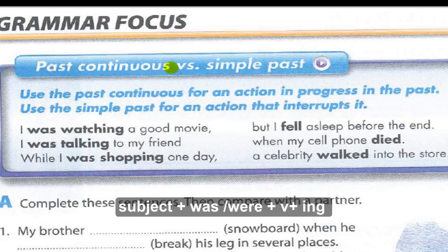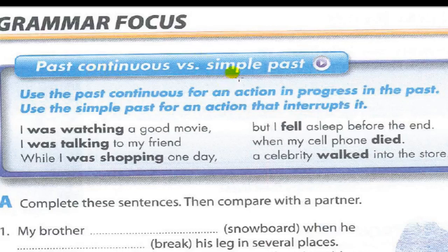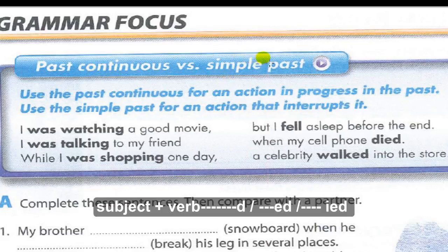Past continuous versus simple past. A comparison between the past continuous and the simple past. The past continuous: was, were, verb plus ing. It expresses an action that happened in the past for a long time. Simple past: subject, verb plus ed. It expresses actions that happened in the past and finished. The two actions happened in the past and finished. But with the past continuous, the action continued for some time in the past. With the simple past, the action happened and finished in the past.